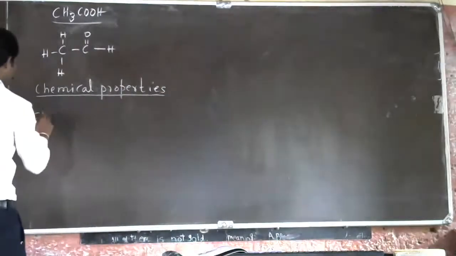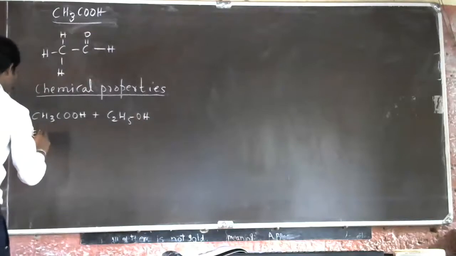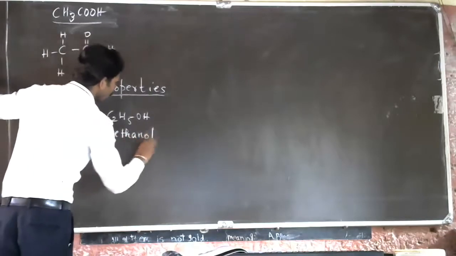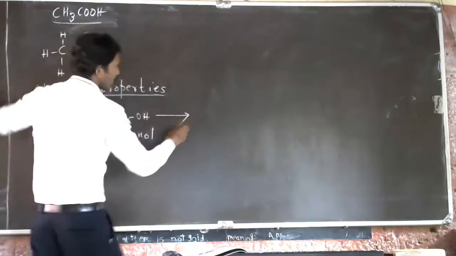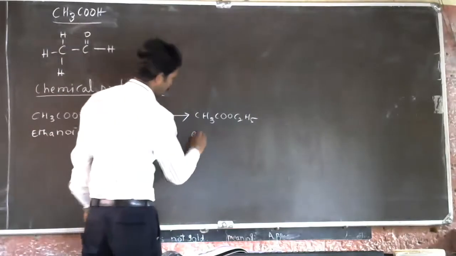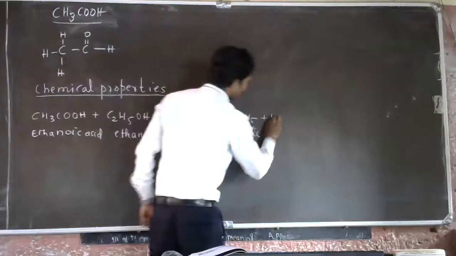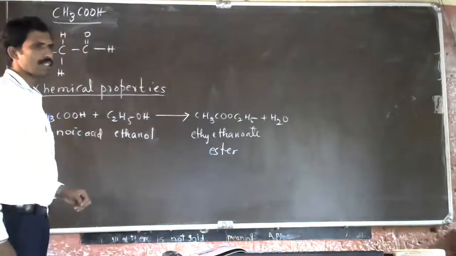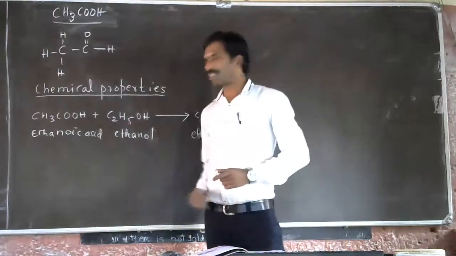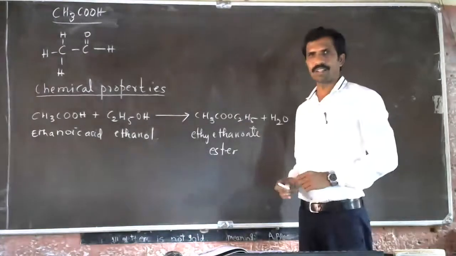So here, CH3COOH, if it reacts with C2H5OH, that is nothing but alcohol. This is ethanoic acid reacting with ethanol. So what happens? It produces a compound called ethanoate, or we call it an ester, and water is produced. So a very important reaction is the reaction between ethanoic acid and ethanol. The reaction between ethanol and ethanoic acid produces an ethanoate, which is called an ester.